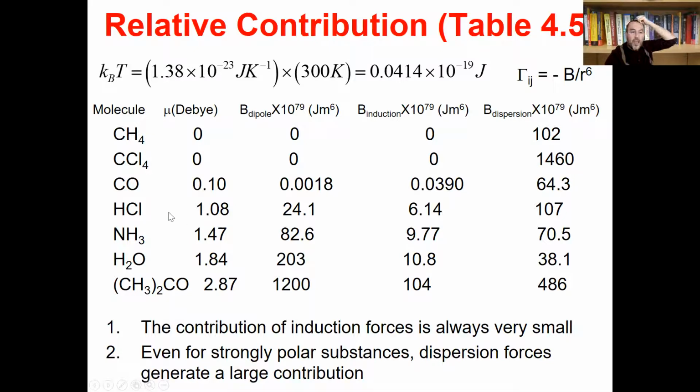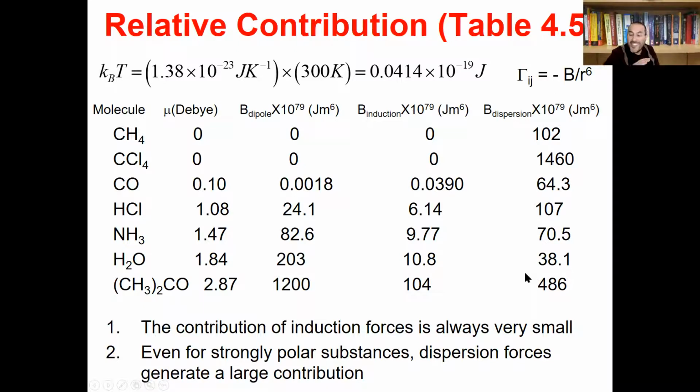You can see for something like carbon monoxide, which has a very small dipole moment, the dipole and induced dipole interactions are going to be negligible, whereas you see there's still significant dispersion interactions. Now, as the permanent dipole of the molecule increases, so do the dipole interactions and induced dipole interactions. But one thing you can see is that the dispersion interactions are always there. So actually, overall, the dispersion interactions are perhaps the most important interaction.